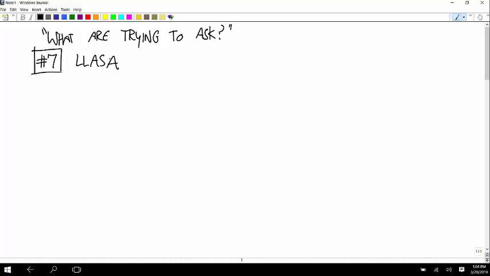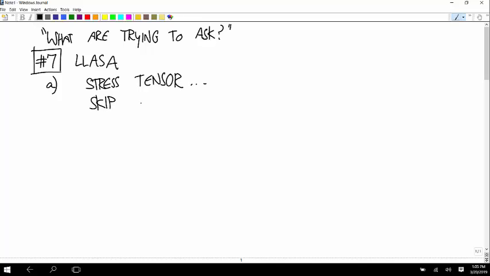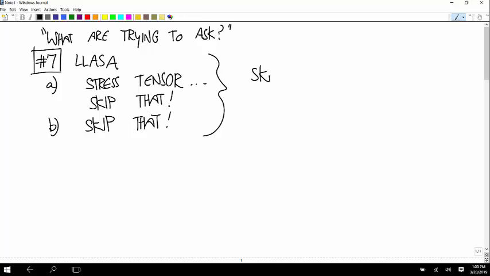So for number 7, for part A, it asks for a stress tensor. Skip that. We haven't gotten to that yet. That's the next thing we're going to do. And B is also about stress. Skip that. Sorry about that. That just ended up in the wrong problem set. Skip 7.